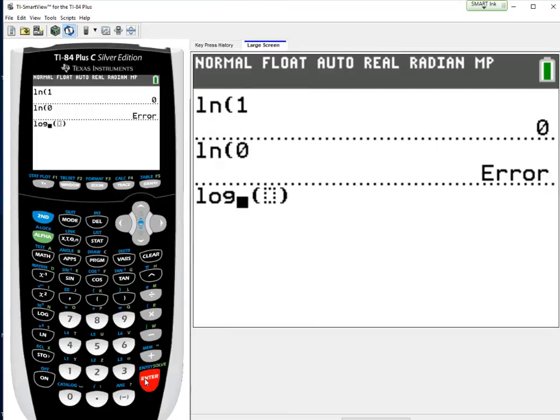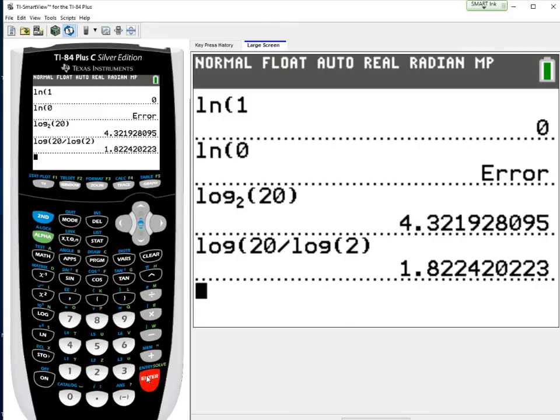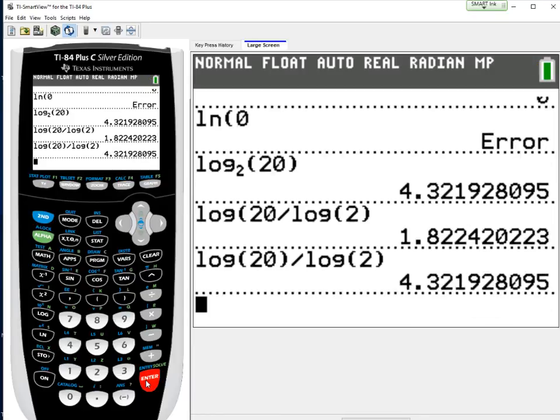Do this. Here, we'll do one. What do you have? Log base 2 of 20? Yeah. So log base 2 of 20. Cool, right? Now let's try this. Log 20 divided by log 2. Check this out. Same deal. I did it wrong. I didn't close it. Fraction. Close that, divide by log 2, close that. There's my 4.32.